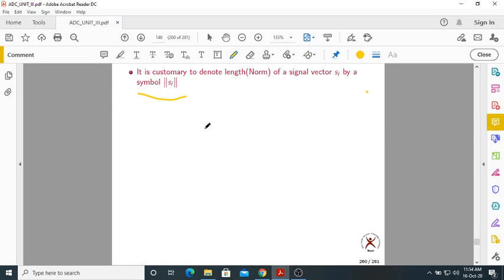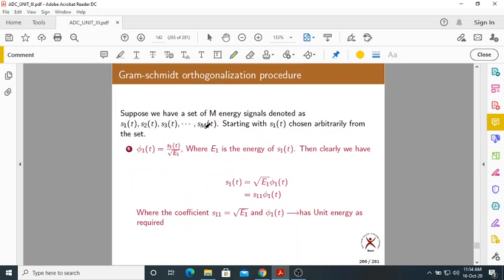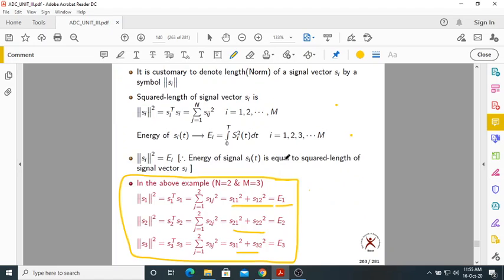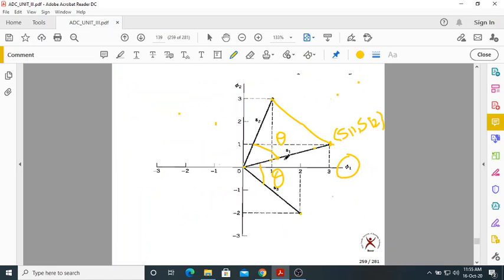Now, so these are some simple things about the geometry. Now, there is a procedure called the Gram-Schmidt orthogonalization procedure. This is a very, very important procedure. Why? Because till now, in the previous discussion, everywhere we need to know two things. What are they? These basis functions. How to find those basis functions? We have to find out those basis functions.